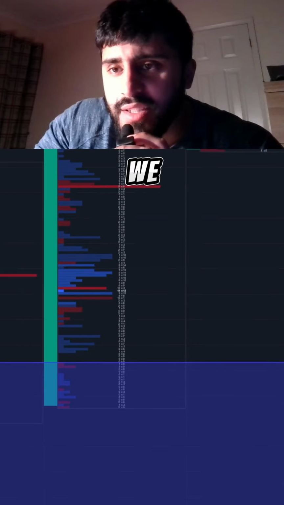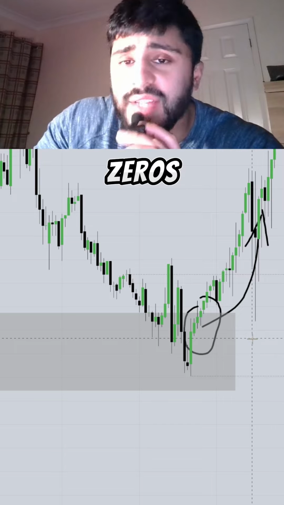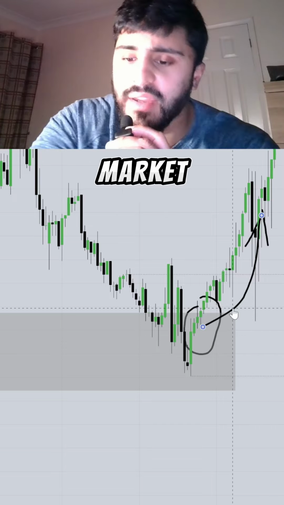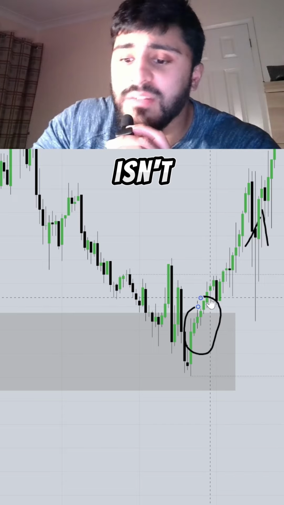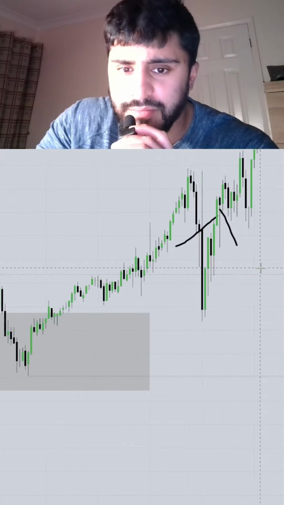What that means, when we go back to the regular candlestick chart, is that a bunch of zeros simply represents a lack of volume. So what's really happening here is that the market is moving down, but the market isn't being supported with volume. Let's quickly go down to the 5 minute time frame.